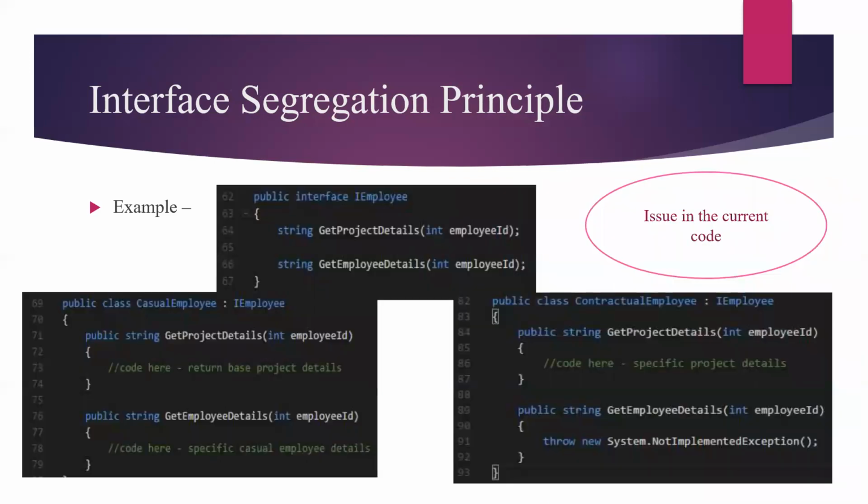So you can see we have an example here where we have an interface IEmployee, which has two methods, GetProjectDetails and GetEmployeeDetails. Now we have two classes, CasualEmployee and ContractualEmployee. Both are basically implementing the interface IEmployee. Now let's say, you can see on the right side, the ContractualEmployee does not want to implement the GetEmployeeDetails method of this IEmployee interface.